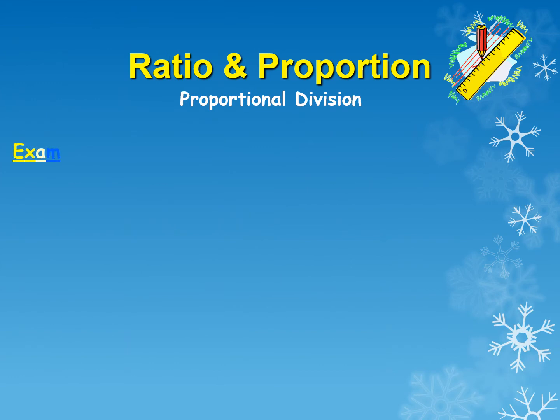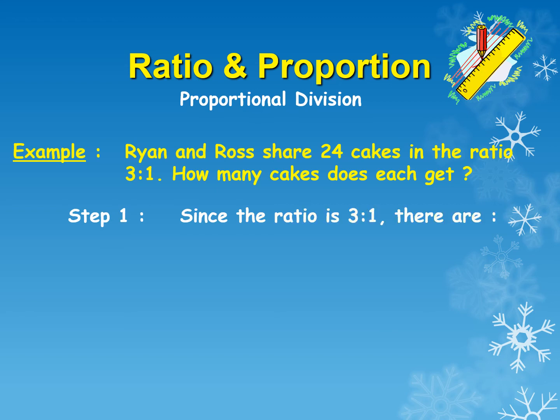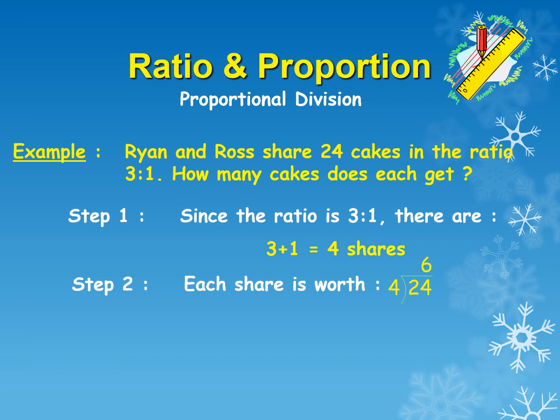Now let us have another example. Ryan and Rose share 24 cakes in the ratio 3 is to 1. How many cakes does each get? Step 1. Since the ratio is 3 is to 1, we need to add 3 plus 1 equals 4 shares. From the 4 shares, we are going to divide it from 24. So 24 divided by 4 is equal to 6.